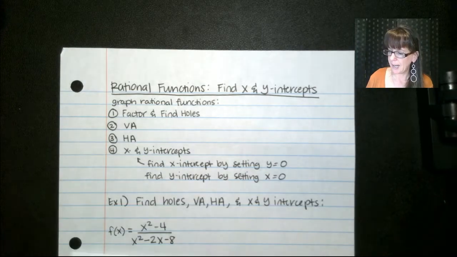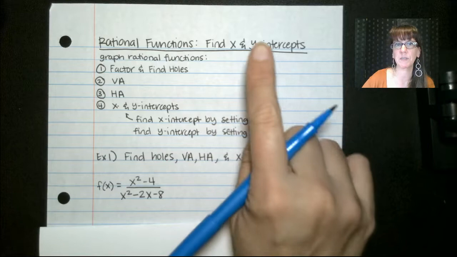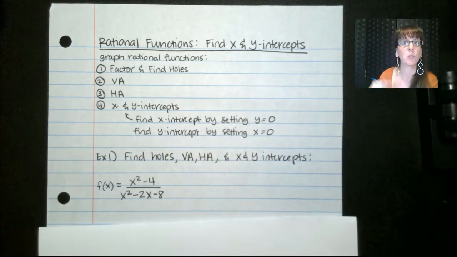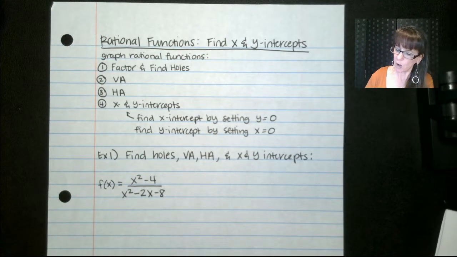So here is our first example. Here's your list, and we're talking about specifically finding the x and y intercepts. To find your x-intercept, you set y equal to 0. To find your y-intercept, you set x equal to 0. Okay, so let's put all of this together.